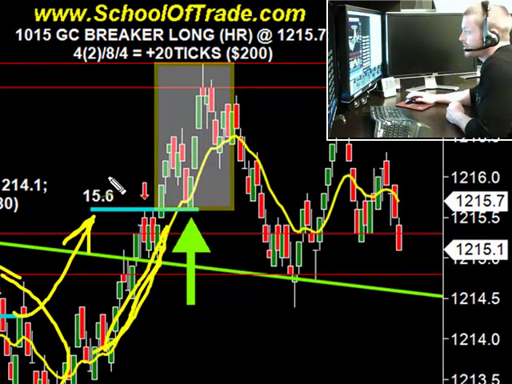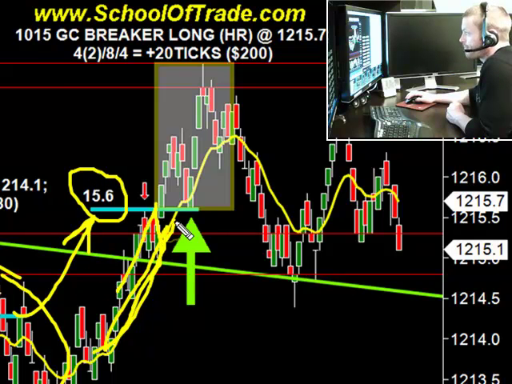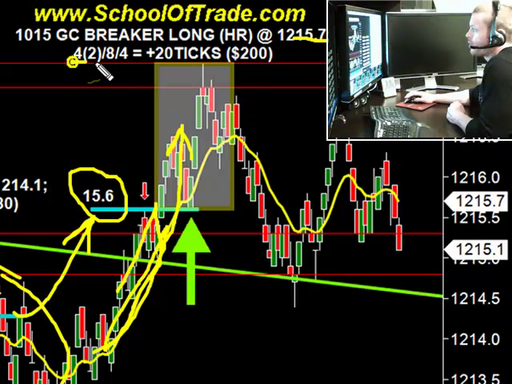Swing high here, 15.6. And you guys know what a breaker pattern looks like. We break above that swing high, set the swing high first, break above that swing high here. Entry here was at 15.7. We took 4, 8, and then 4 for 20 ticks here, guys.